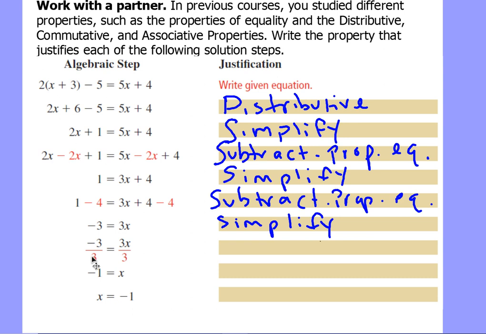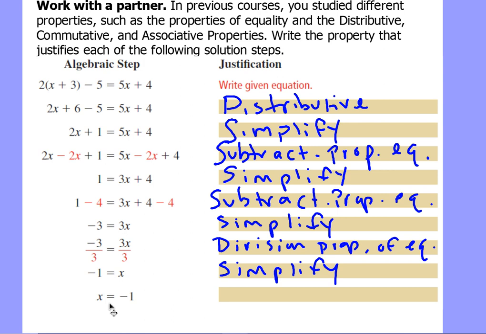And then what's in red here, once again, we see what we did. We physically just divided both sides by 3 to get x by itself. And so that is our division property of equality. And then last but not least, we simplified.